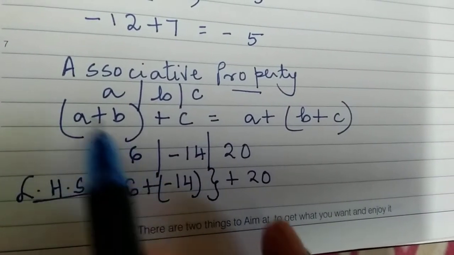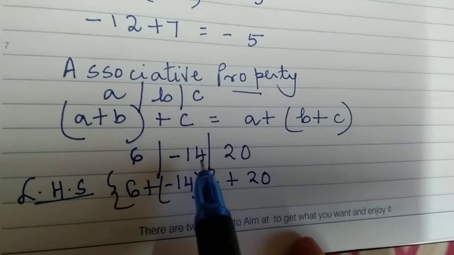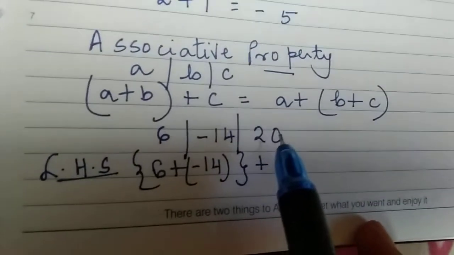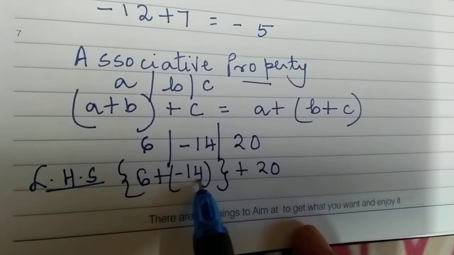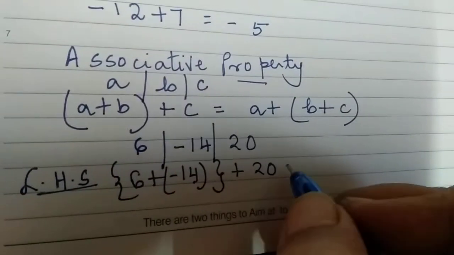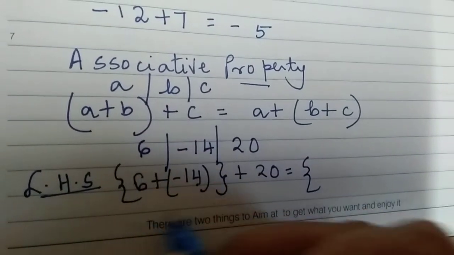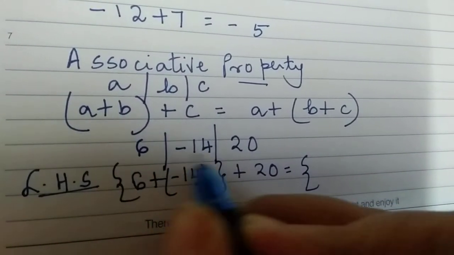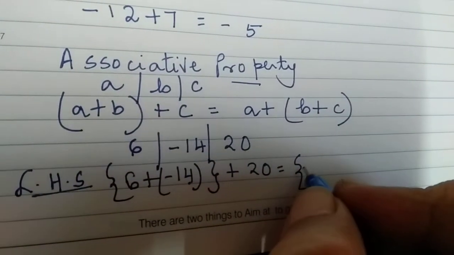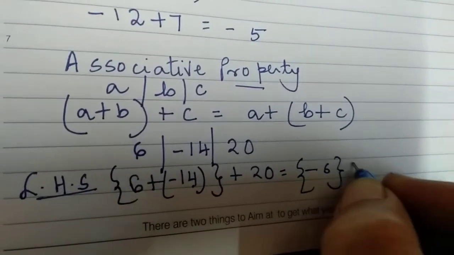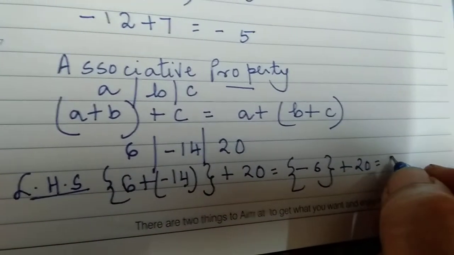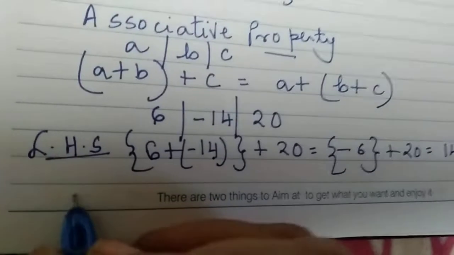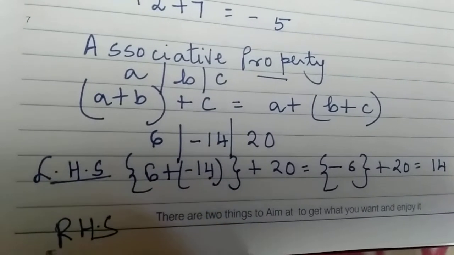So what are the values which I have taken for a, b and c? For a I have taken 6, for b I have taken minus 14, and for c I have taken 20. So if I substitute it here, it is 6 plus minus 14 plus 20. So what will be the result? Whatever is there in the bracket, I will first solve. So 6 plus minus 14 is minus 6 plus 20. That means it is basically 20 minus 6. What is 20 minus 6? It is 14.